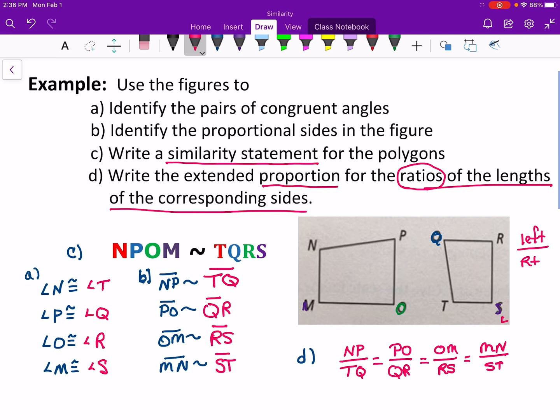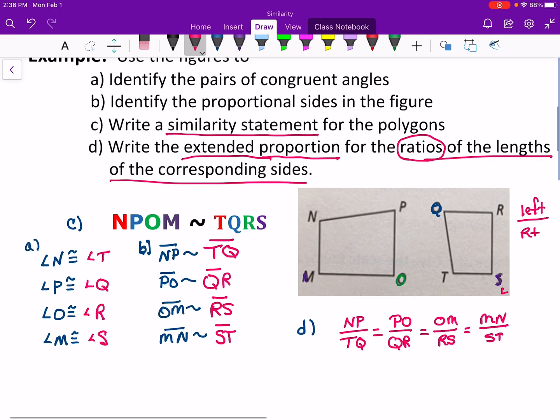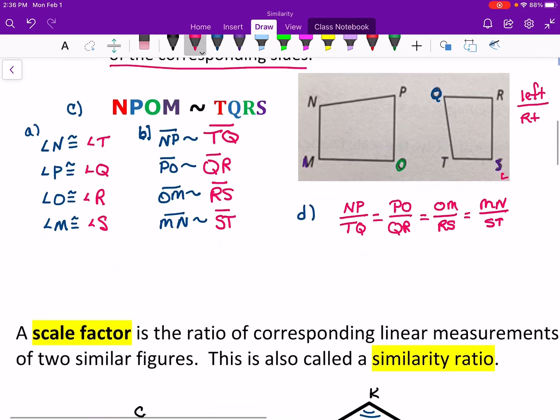When you set the fractions equal, you have a proportion, and since we have more than 2, we have several ratios, that's why it's called an extended proportion. And like usual, pause this video at any time if you need a little more time to write things down.